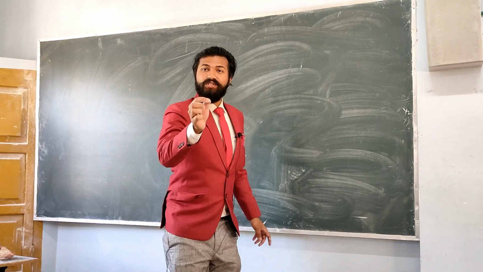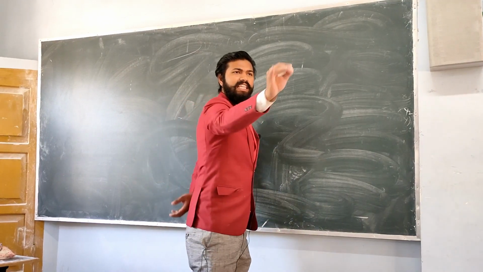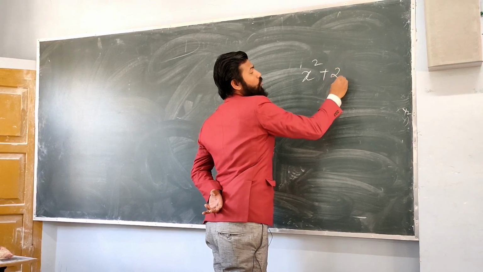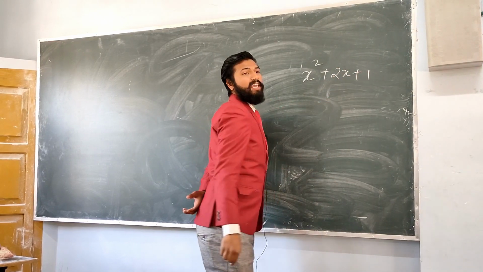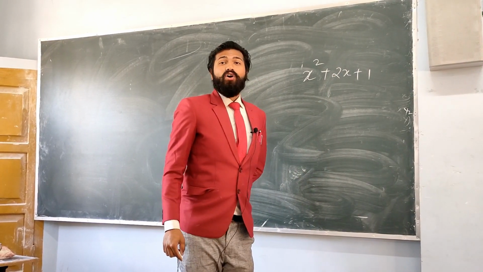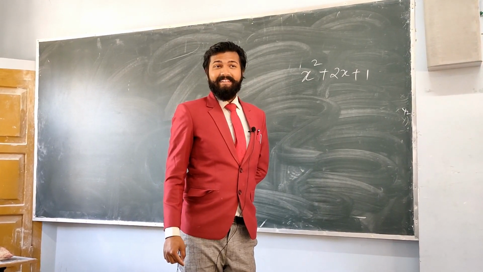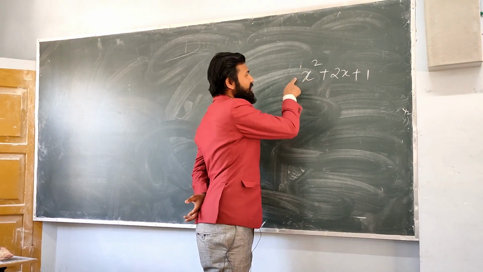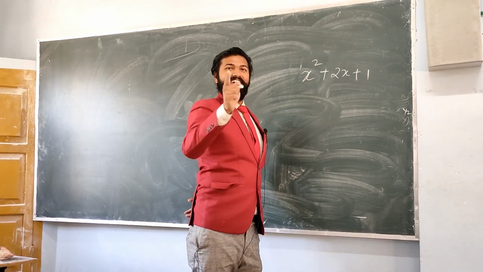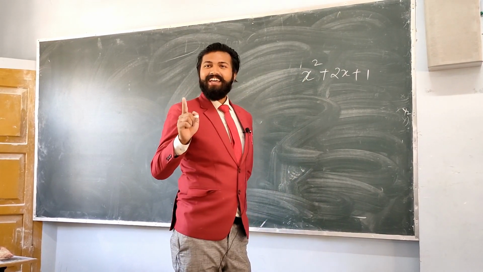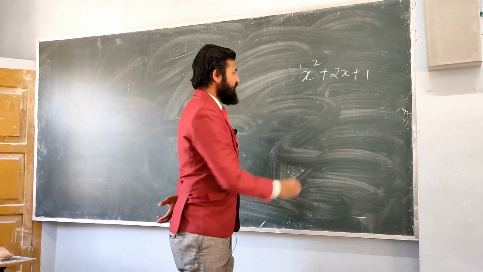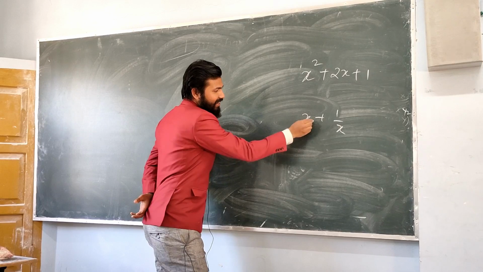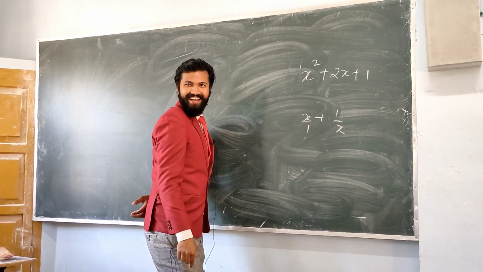Guys, understood? If I say, x square plus 2x plus 1, and I ask what is the coefficient of x square? Some say sir, there is nothing, there is no coefficient. It will be 1. 1 is in everything. If I say x plus 1 by x, add it, there is a 1 below, right?